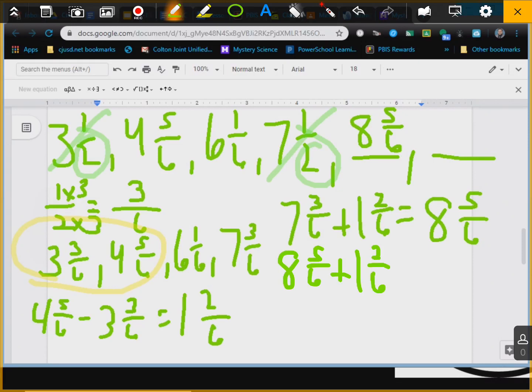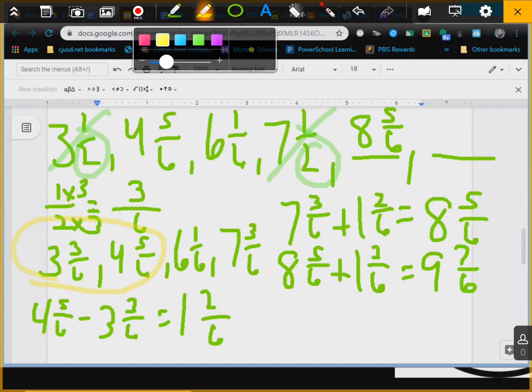That's going to give me the 6th batch. 8 plus 1 is 9. 5 plus 2 is 7. Denominator is 6. Well, I have an issue here. If you see, I have a 7 instead of a 6.